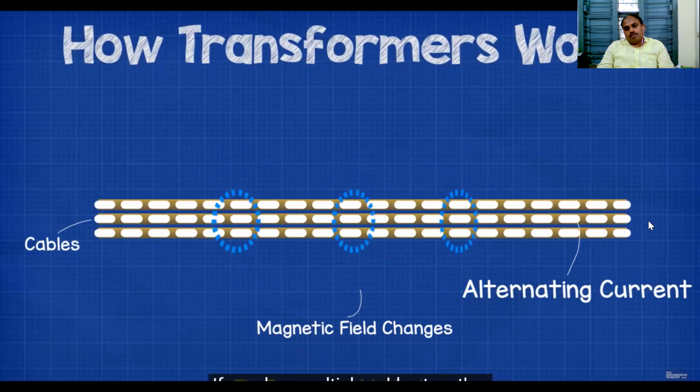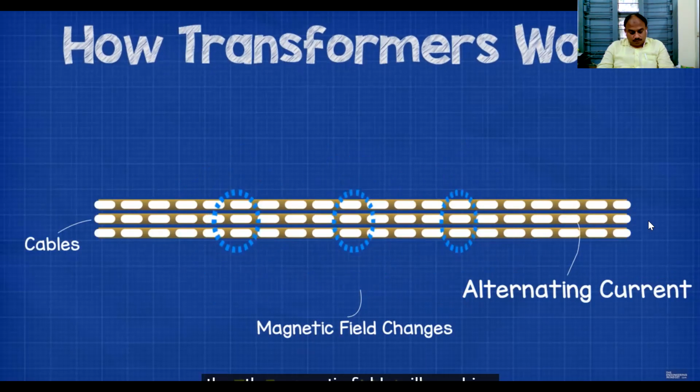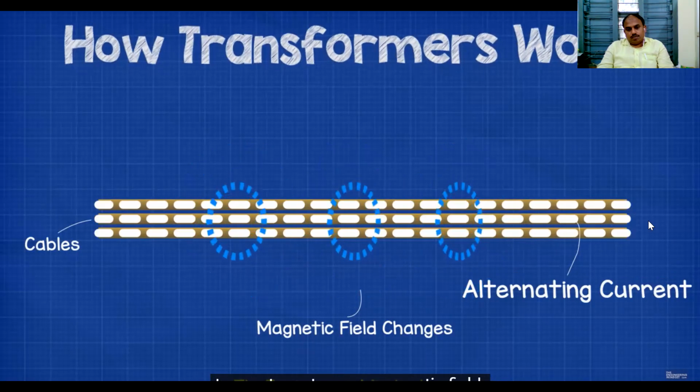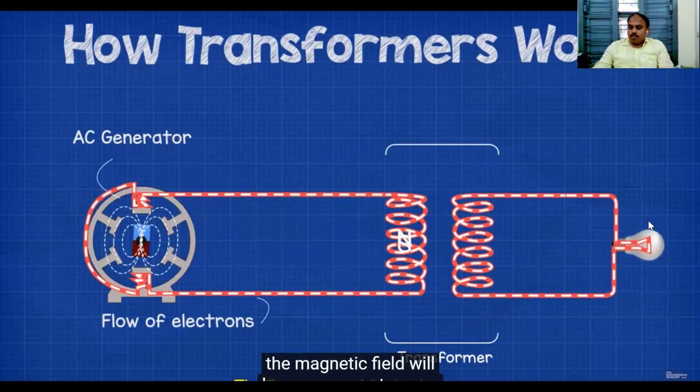If we place multiple cables together and pass current through them, then the magnetic fields will combine to create a stronger magnetic field. If we then wrap the cable into a coil, the magnetic field will become even stronger.